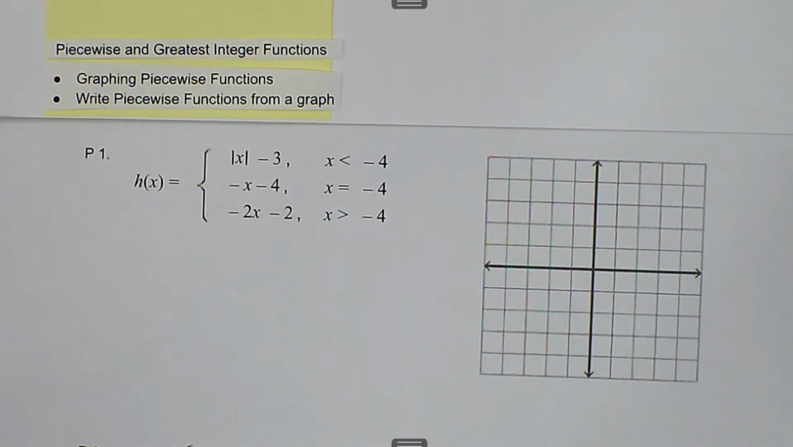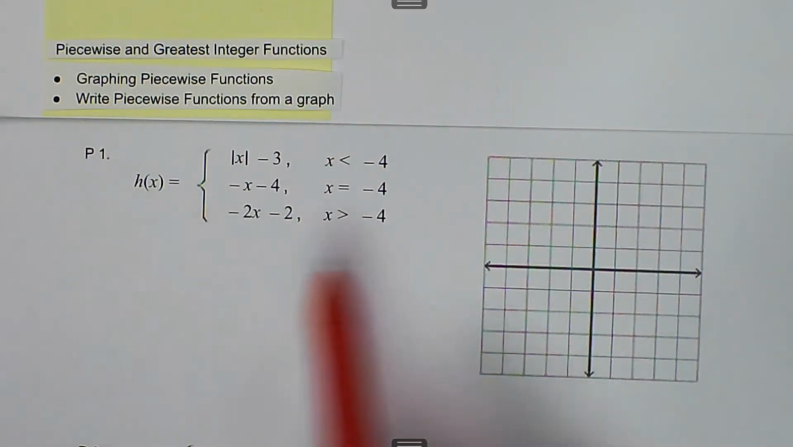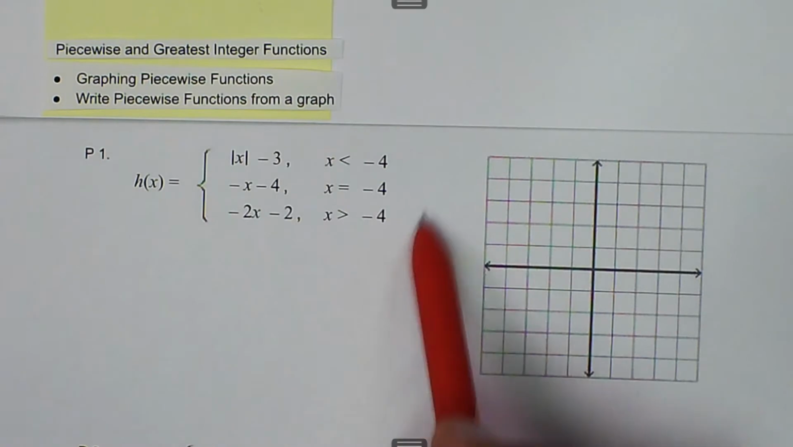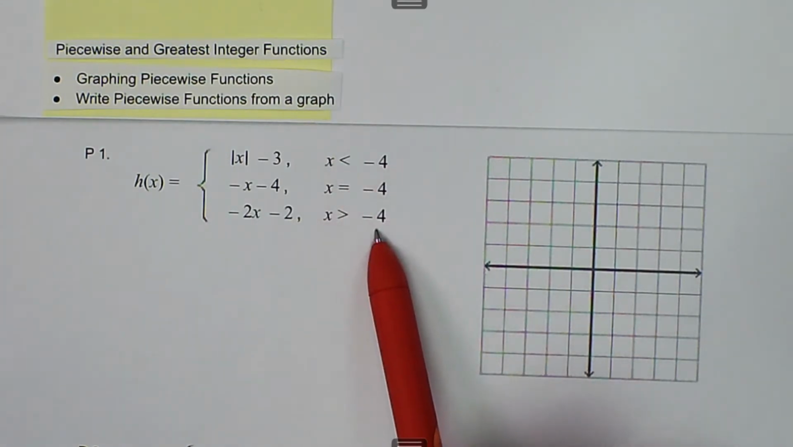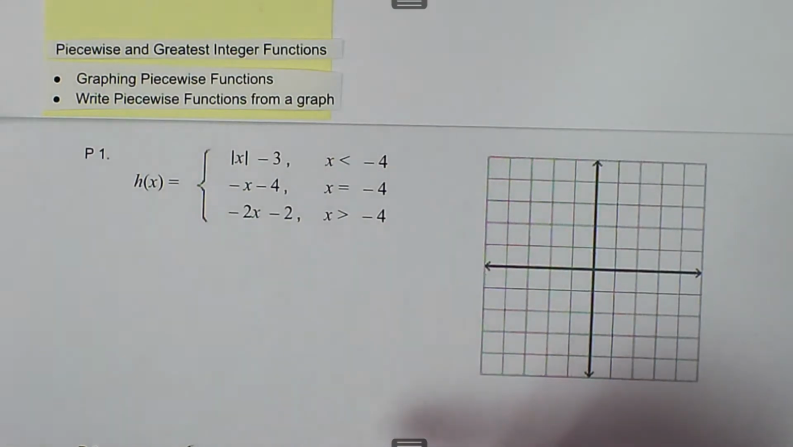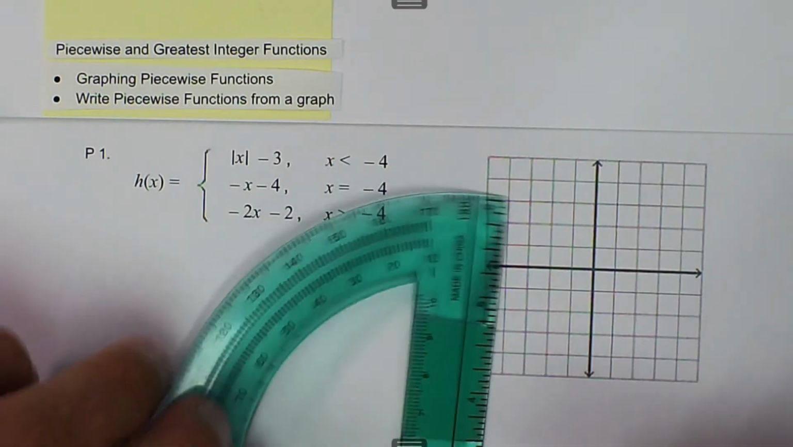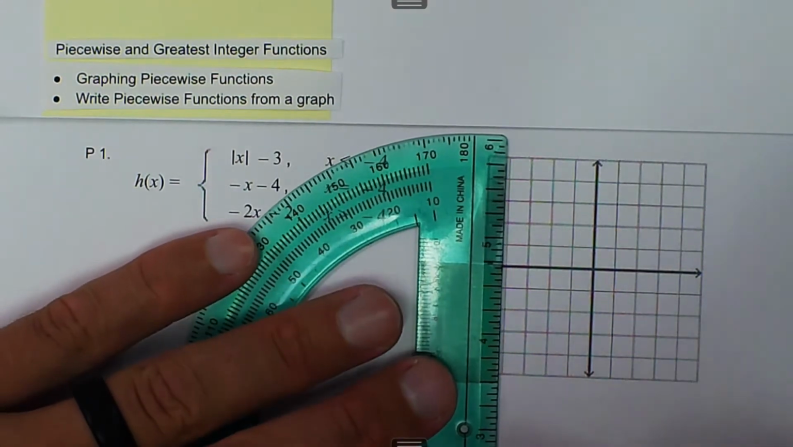We're working with piecewise and greatest integer functions, and we want to be able to graph piecewise functions and write piecewise functions from a graph. Whenever I'm working with a piecewise function, like we have h of x here, I always look at the restrictions on the domain. And in this case, our restrictions are only -4. So I'm going to go ahead and graph that on the line to remind myself where those restrictions happen.